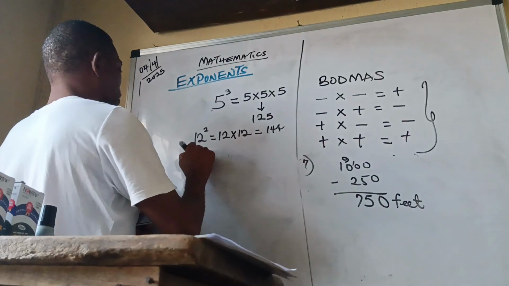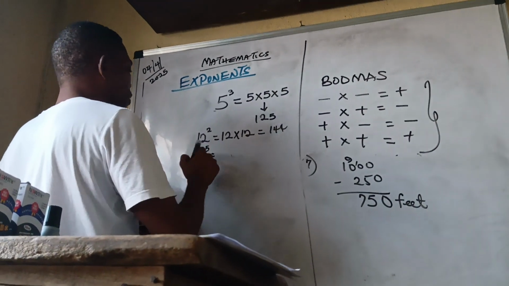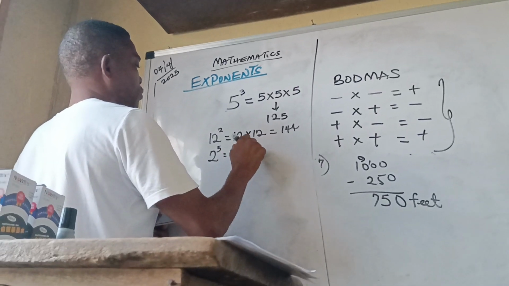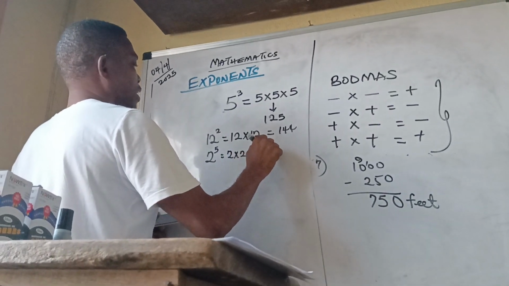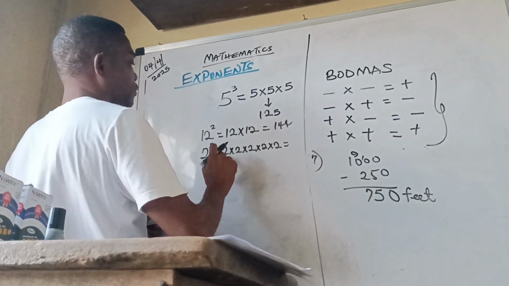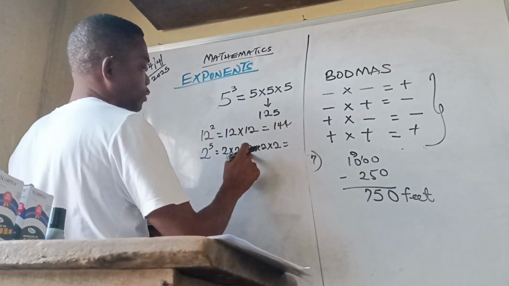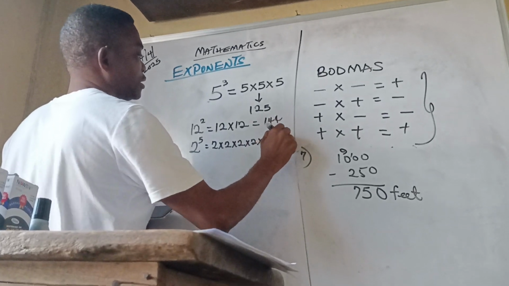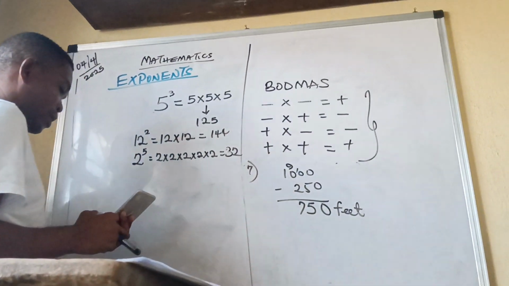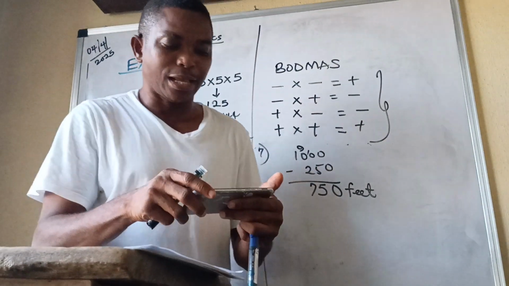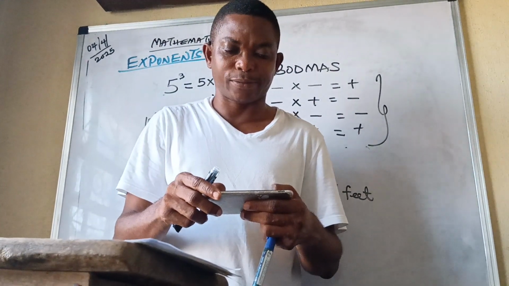We also have 2 raised to the power of 5. It means 2 must appear 5 times: 2 times 2 times 2 times 2 times 2. That's 1, 2, 3, 4, 5. 2 times 2 is 4, times 2 is 8, 8 times 2 is 16, 16 times 2 is 32. So that's how they arrive at all those answers.